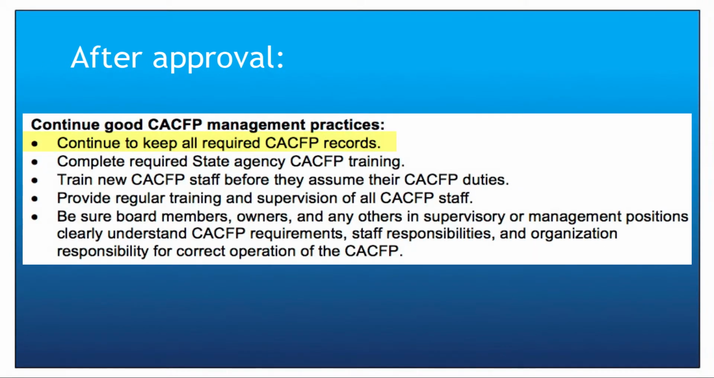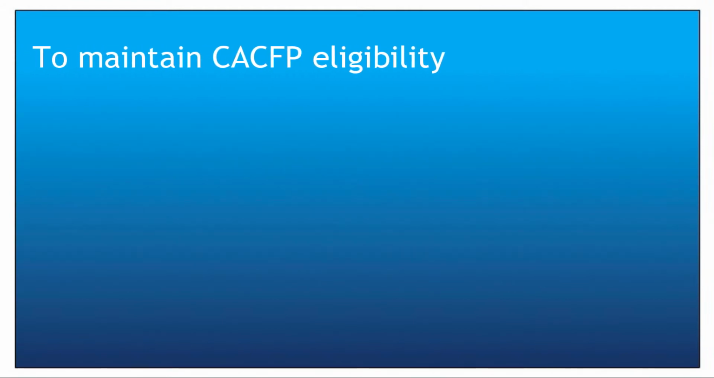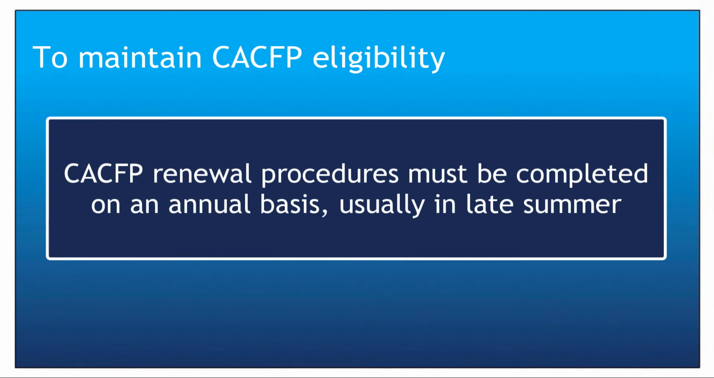After approval, continue to keep all required CACFP records, receive regular state agency CACFP training, train new CACFP staff before they assume their CACFP duties, provide regular training and supervision of all CACFP staff, and last, be sure that board members, owners, and any others in supervisory or management positions clearly understand all requirements for correct operation of the CACFP. To maintain CACFP eligibility, CACFP renewal procedures must be completed on an annual basis, usually in late summer.